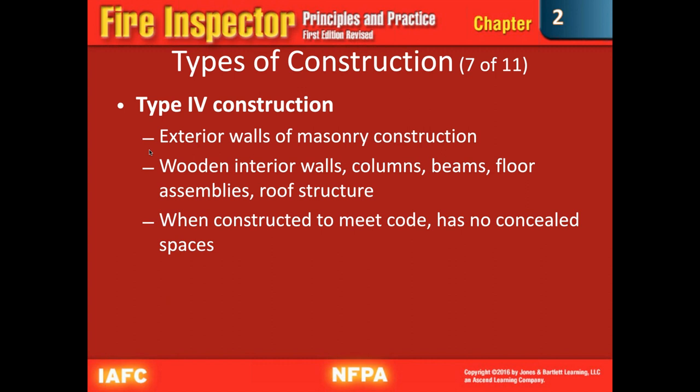The upper half of the building is actually type five. It's brick veneer on the outside to make it look like it's brick all the way up. Masonry exterior walls actually are load-bearing walls. They support the floors and the roof structure.